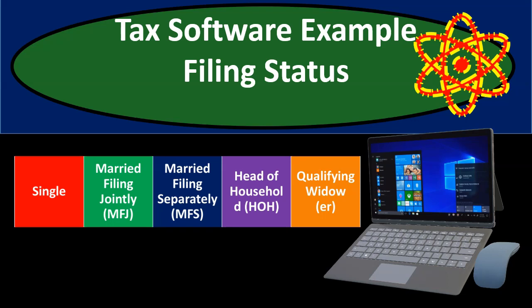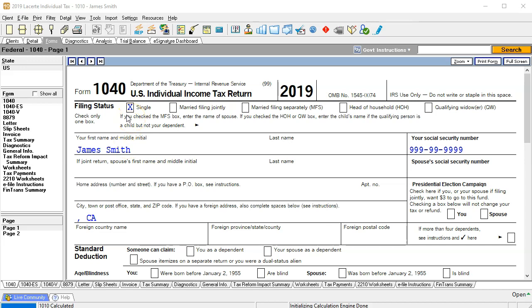In this presentation, we will use tax software to test different filing statuses and their impact on the tax return on the 1040. Here we are in our tax software. We're using Lacerte Tax. We're currently on the 1040. We have our practice client here, which is going to be James Smith.